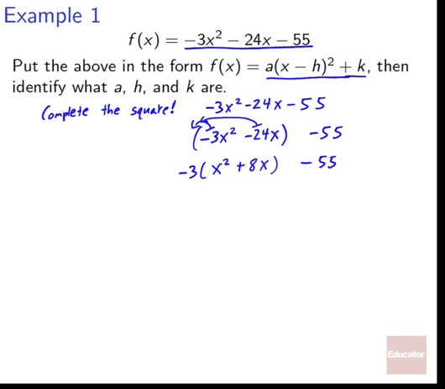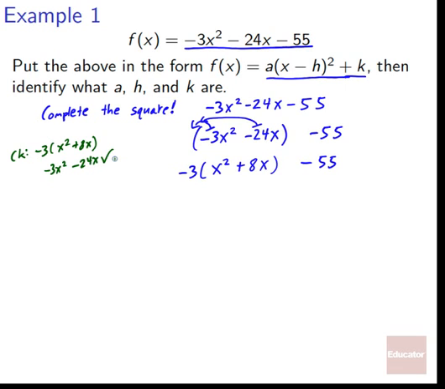Now, we might be a little bit unsure of this. Doing the distribution property in reverse might be a little bit worrisome. We're not used to doing that yet, so we might want to check this. Negative 3 times x squared plus 8x, negative 3x squared minus 24x. Great, that checks out just like what we originally had.